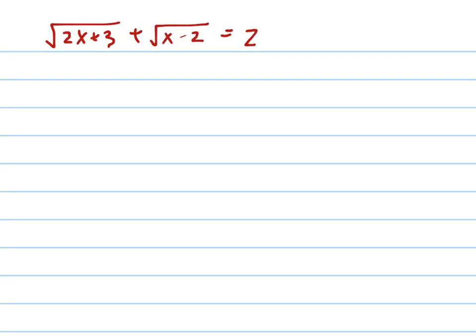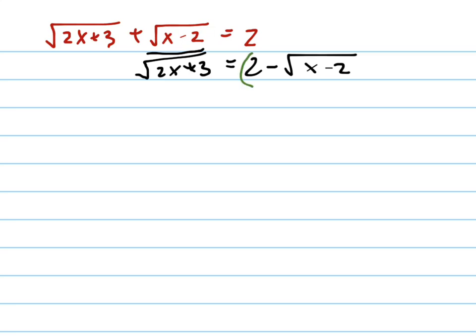Solve this radical equation. This is a little bit trickier, but again, a couple ways you can do it. I usually recommend moving the smaller one over to the other side, so let's do that. So I'm going to write this as root 2x plus 3 equals 2 minus root x minus 2. Now I'm going to square both sides, and be careful to square the entire side.